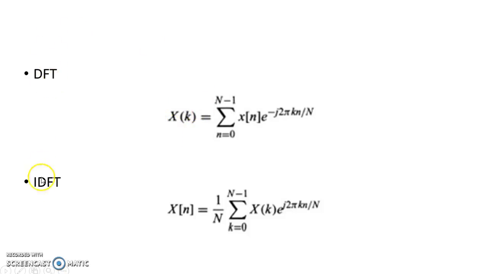Now, inverse discrete Fourier transform has to be used to get back x of n from x of k. The formula is: x of n is equal to 1 by n summation k equal to 0 to n minus 1. Mind you, it is k which is equal to 0 to n minus 1, because we are using x of k as the input. Now, x of k e raised to j 2 pi nk by capital N.